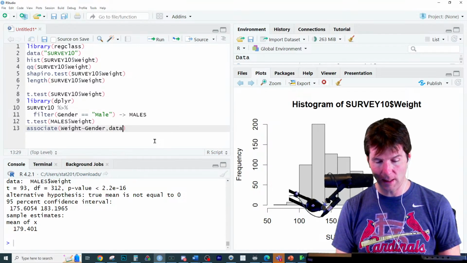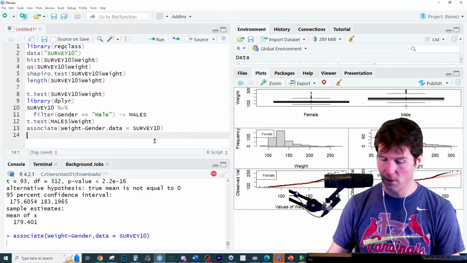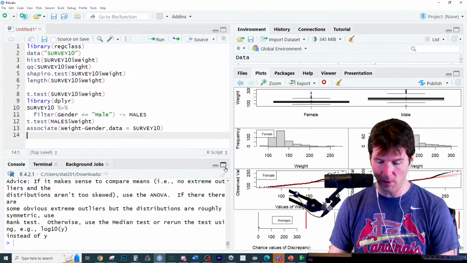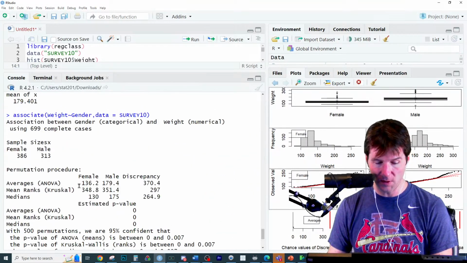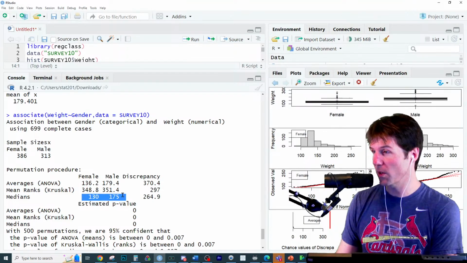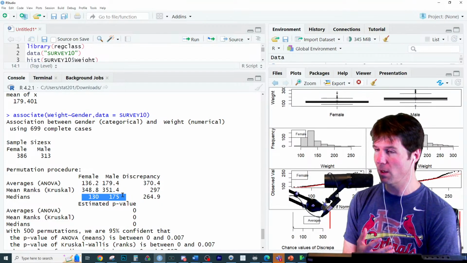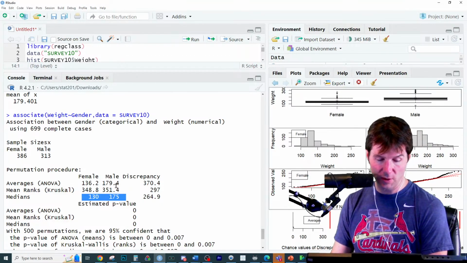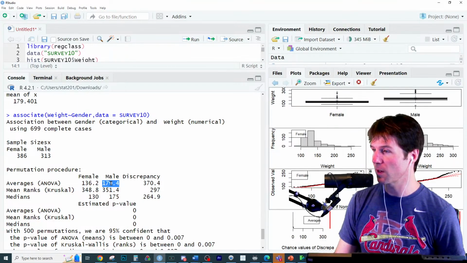Love it. And then data equals Survey 10. I'm going to show you one last cool thing too. So this is running the analysis for the comparison between the means and medians. So you can see the differences between the average male, the average female right there. The medians, there's a pretty large difference of 45-pound weight difference between median male, median female. Between average, there's like a 43-pound difference. Just subtract these two numbers to find the differences.